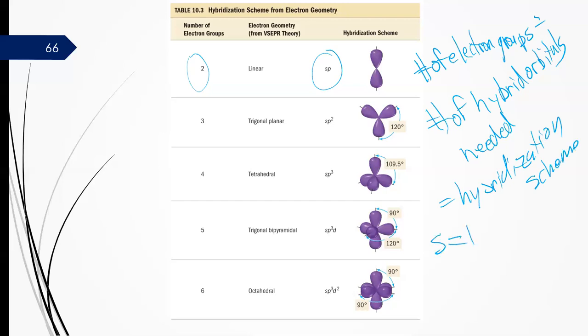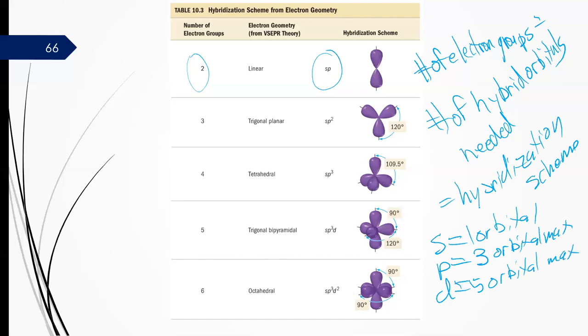Know that s is just one orbital. p can be at most 3 orbitals max. And d can be 5 orbitals as a max. Though for us, we're really never going to go past sp3d2. So you can see here, if we have 4 electron groups, then we have to have 1 from the s, 3 from the p to give us a total of 4. With 6 electron groups, we have 1 from the s, plus 3 from the p, plus 2 from the d, which is giving us 6. So that's how it works.